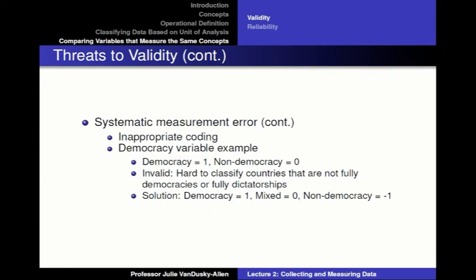In order to overcome this problem, we should probably go back to our operational definition of democracy and refine it. We could add another category to the definition. Democracies could be coded as 1, mixed systems could be coded as 0, and non-democracies could be coded as -1.